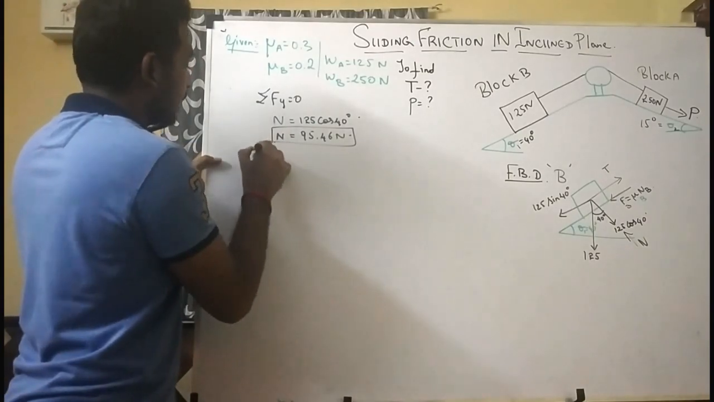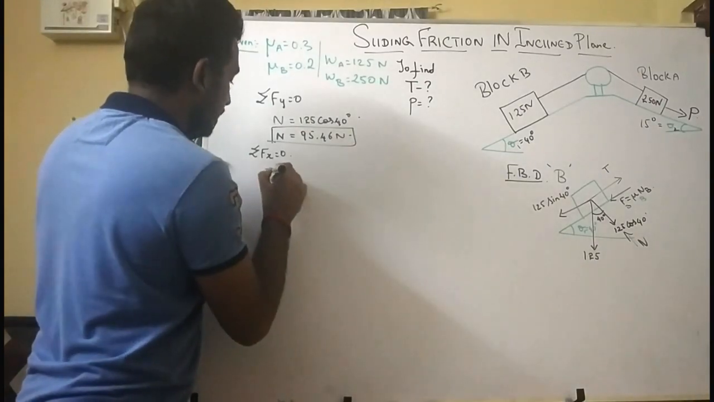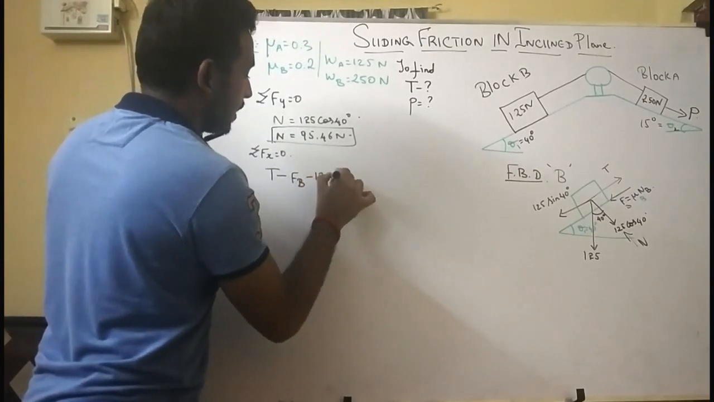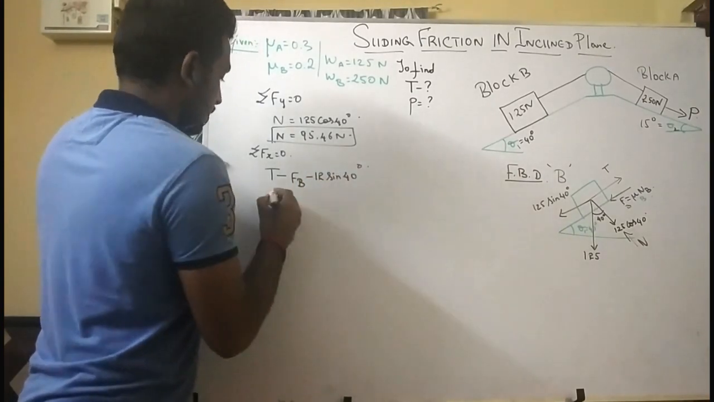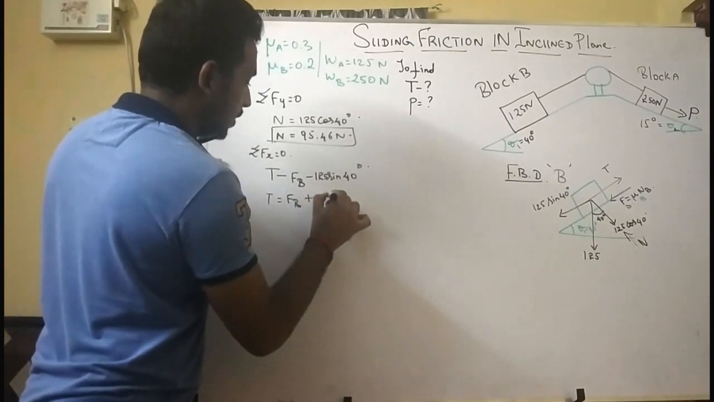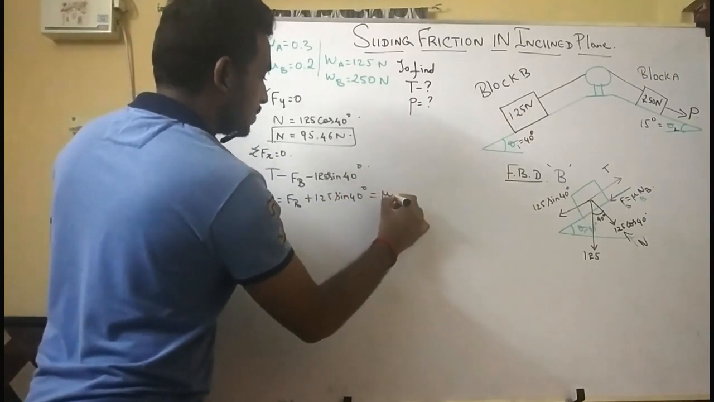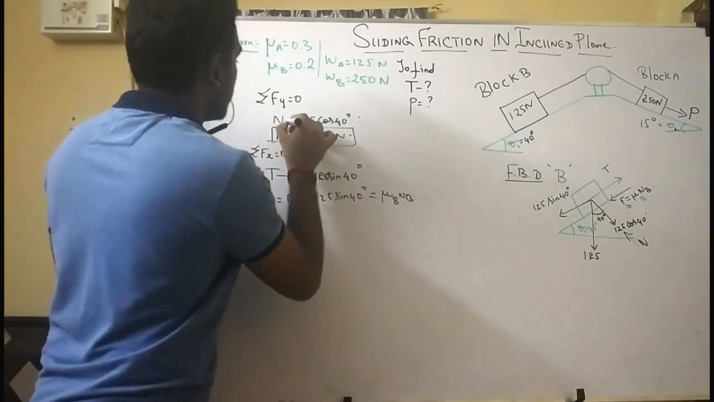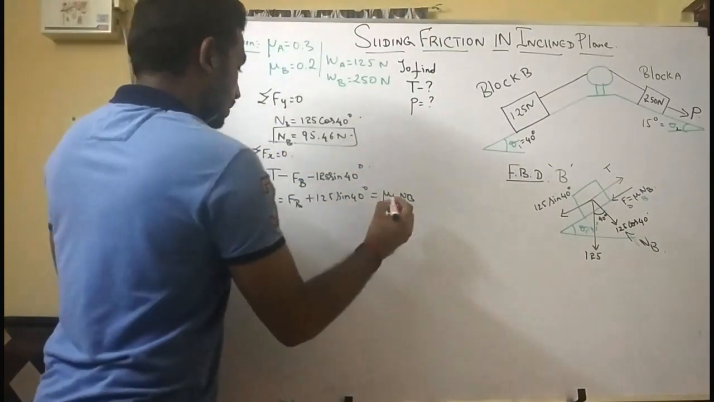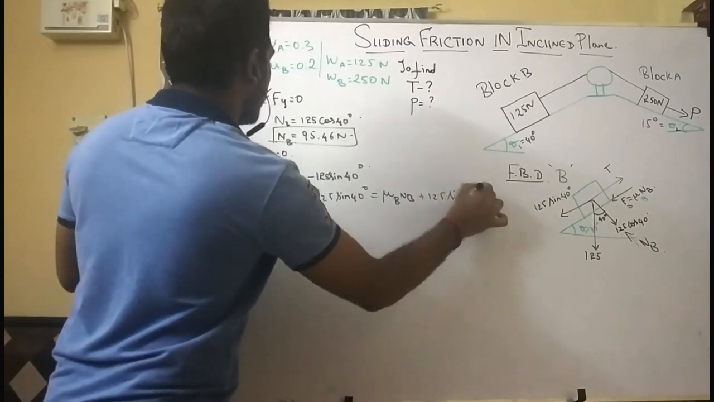Then taking summation of Fx equal to 0, the tension acts in this direction: T minus FB minus 125 sin 40 degrees equals 0. So T is equal to FB plus 125 sin 40 degrees. We know that FB is equal to mu B times NB, so this is our NB. So T is equal to mu B NB plus 125 sin 40 degrees, and we substitute the value of NB over here.